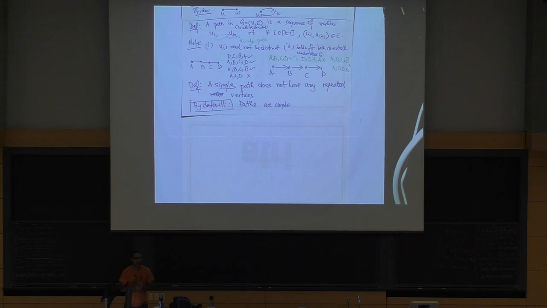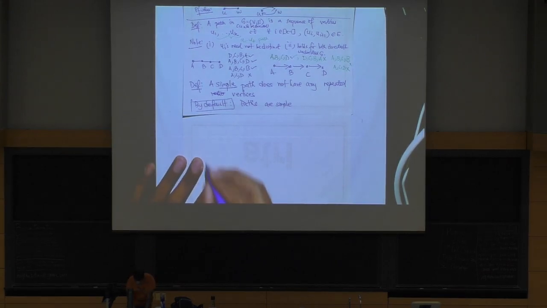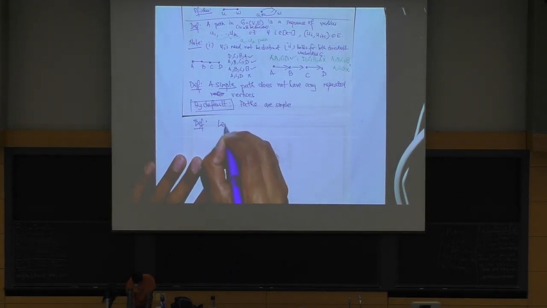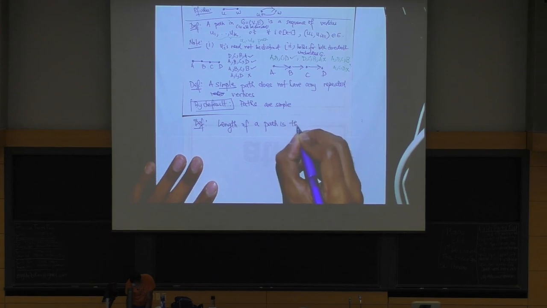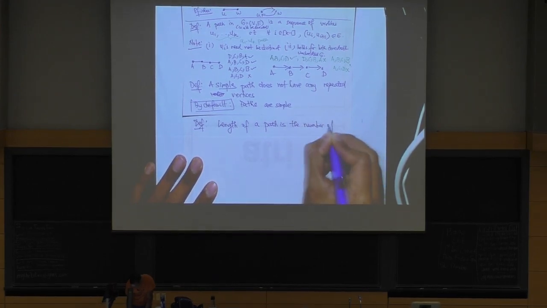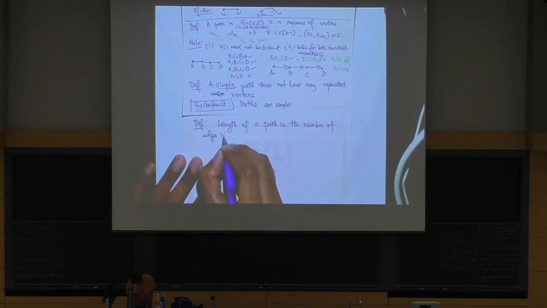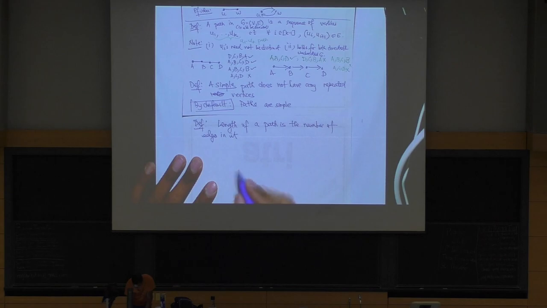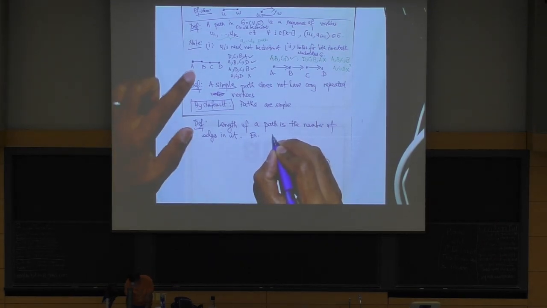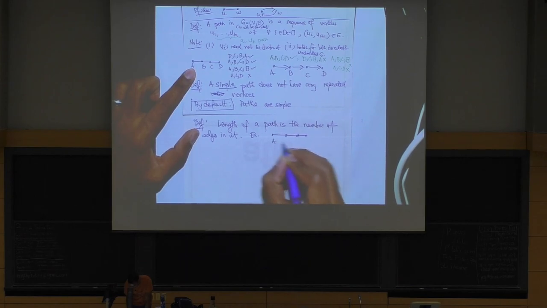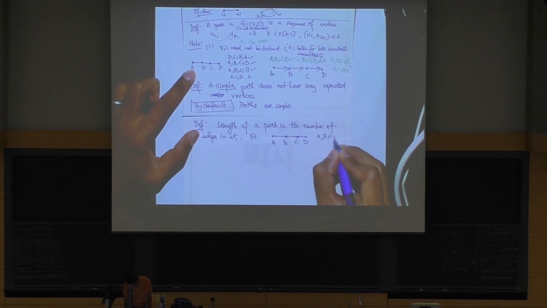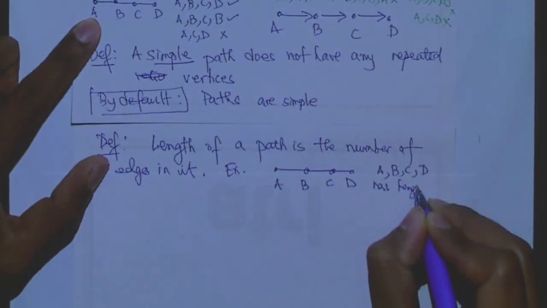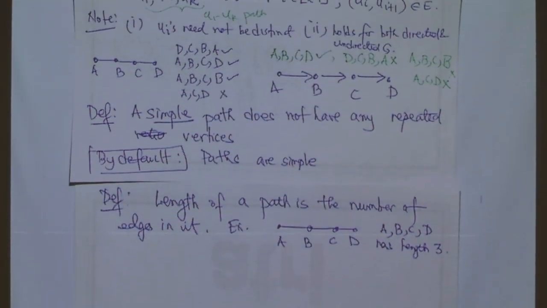Once we are talking about paths, there's a very simple notion of length, which is how many edges there are in the path. So the length of a path is the number of edges in it. So for example, if we go back to this example again, the path A, B, C, D has length 3, because there are 3 edges in it.